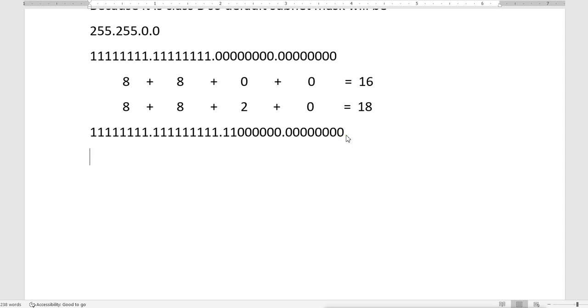Now when we convert this into decimal again, it becomes 255 here, then dot 255 here. Previously it was 0.0, but now it is not 0.0 because here we have 2 bits on. So what is the value of these 2 bits? 128 plus 64.